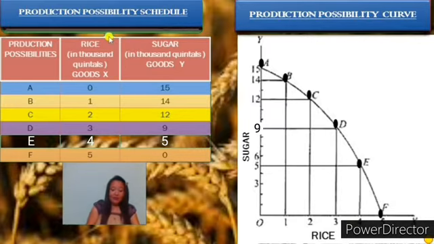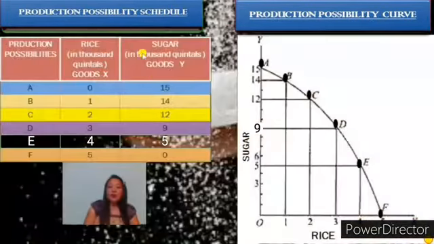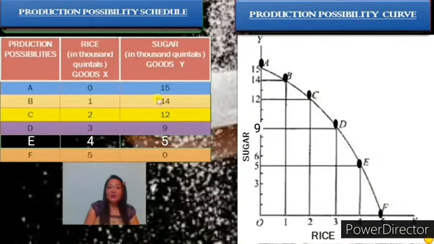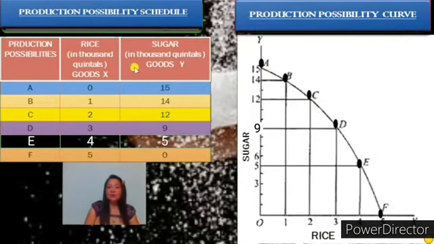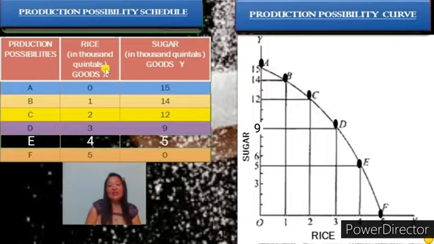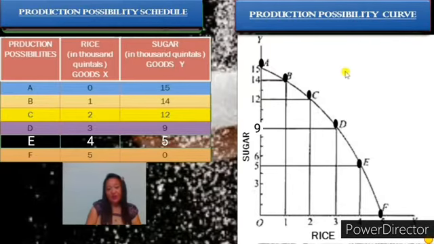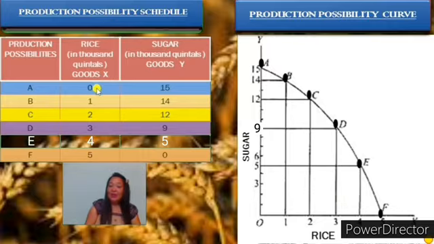So we saw this is the production possibility schedule. All right, now we will see its graphical representation here in the form of a graph. The same figures we're going to see in the form of a graph.